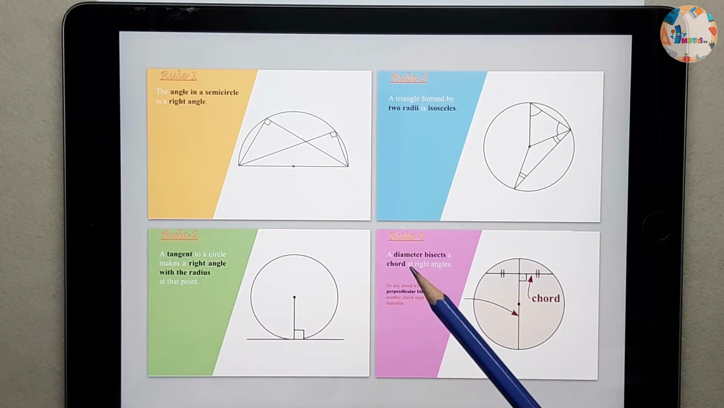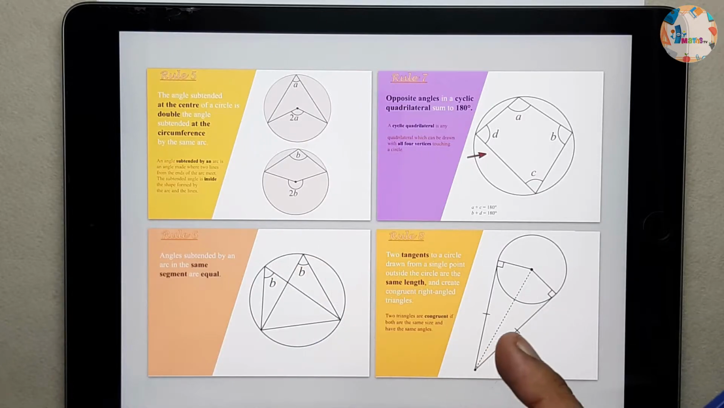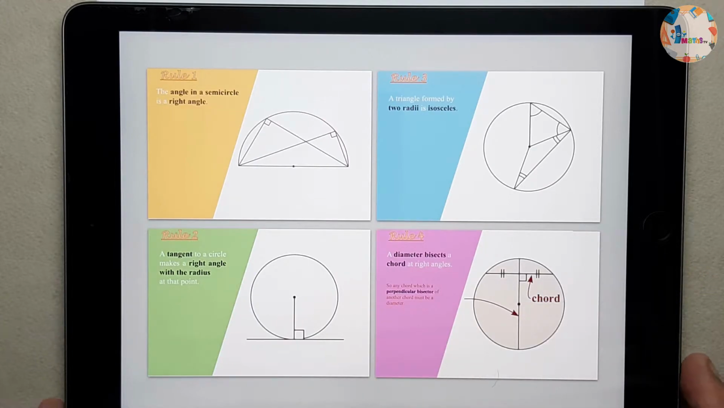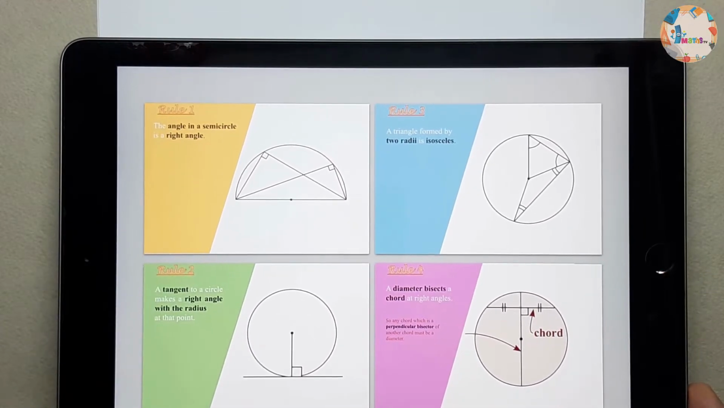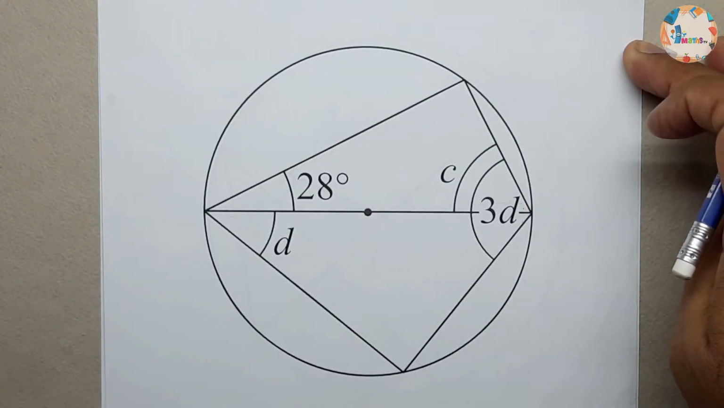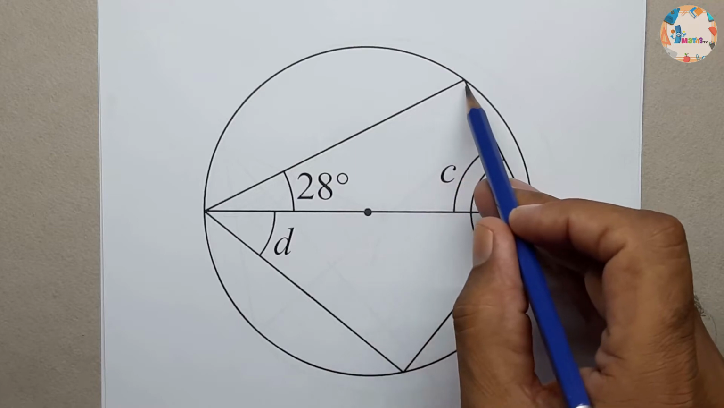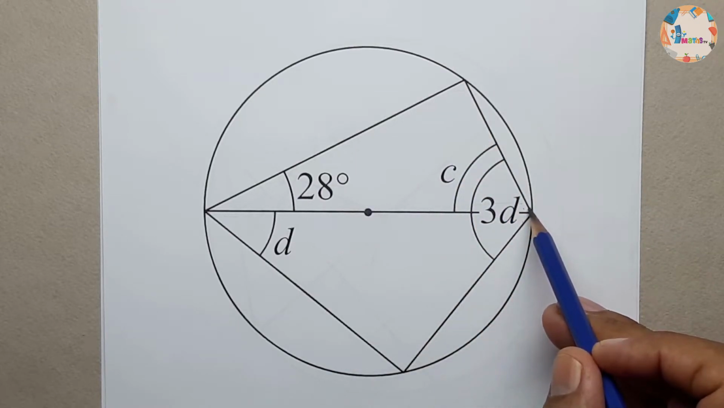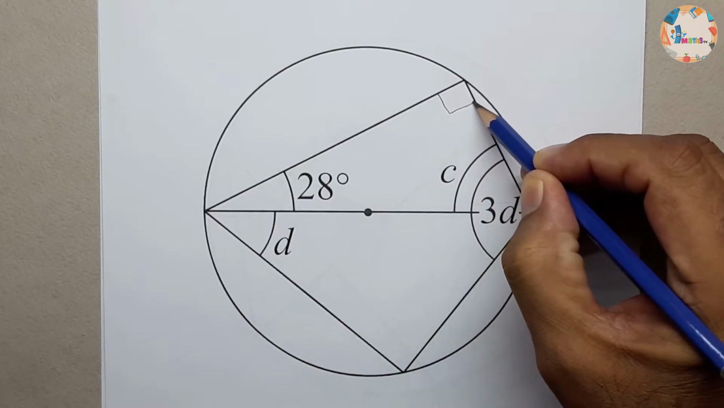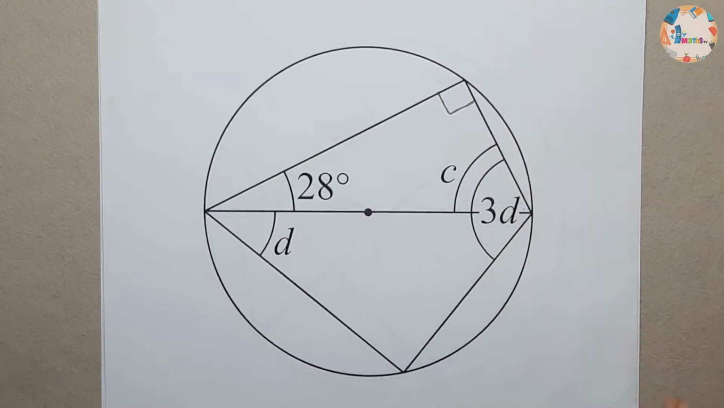You will be just choosing the rules which will be required in your question. Whatever rules are not required, you will not be considering. So you will be mentally choosing the rules which are going to be used in this particular question. We know this is a semicircle, and the semicircle has a triangle, and by the first rule this should be a right angle triangle. It means this is 90 degrees. So I have made an indication that this angle is 90 degrees.